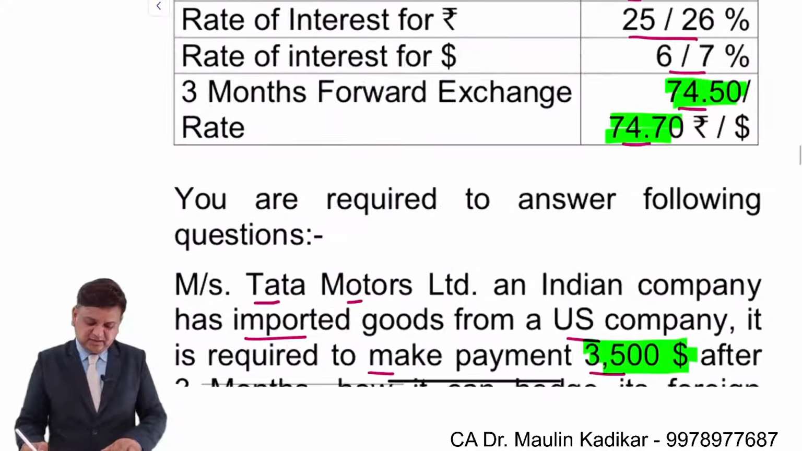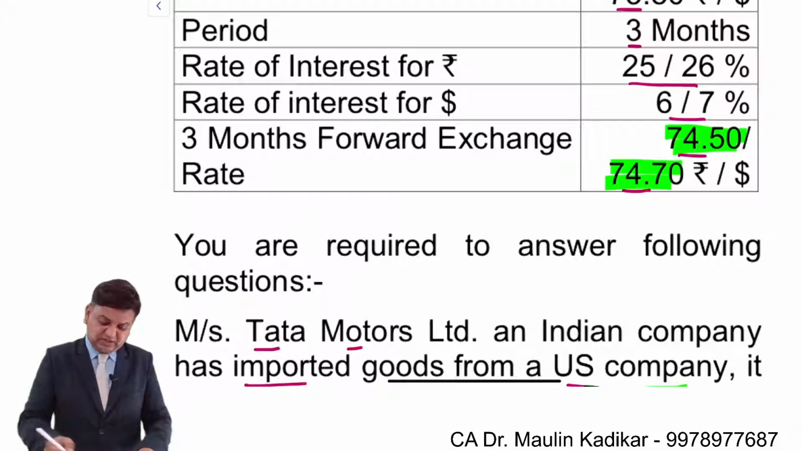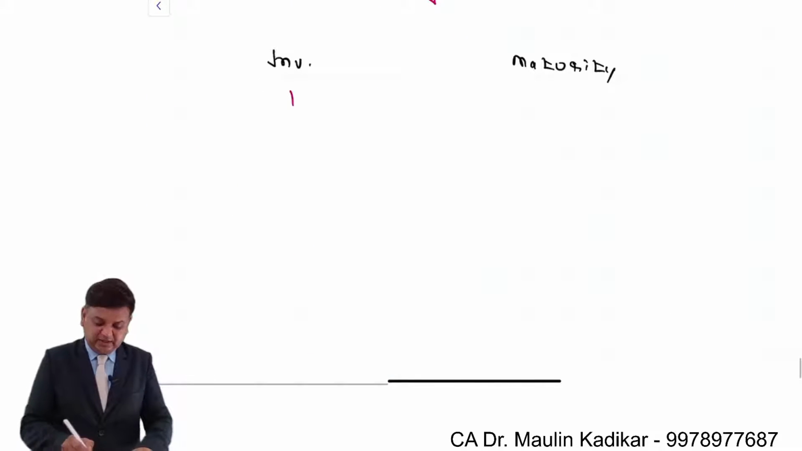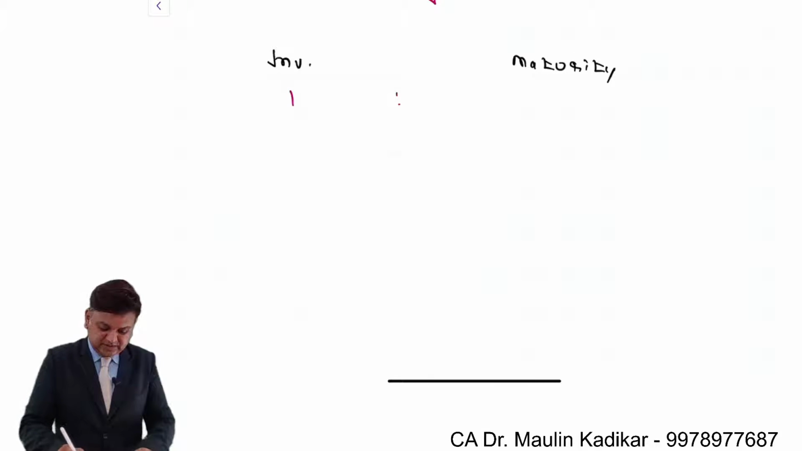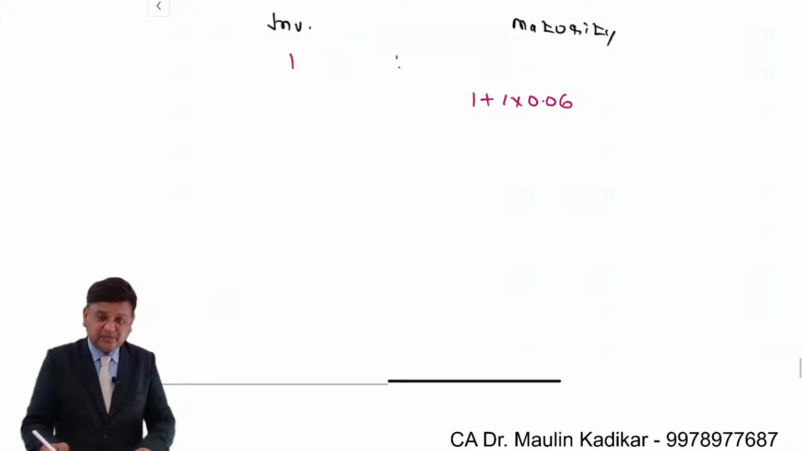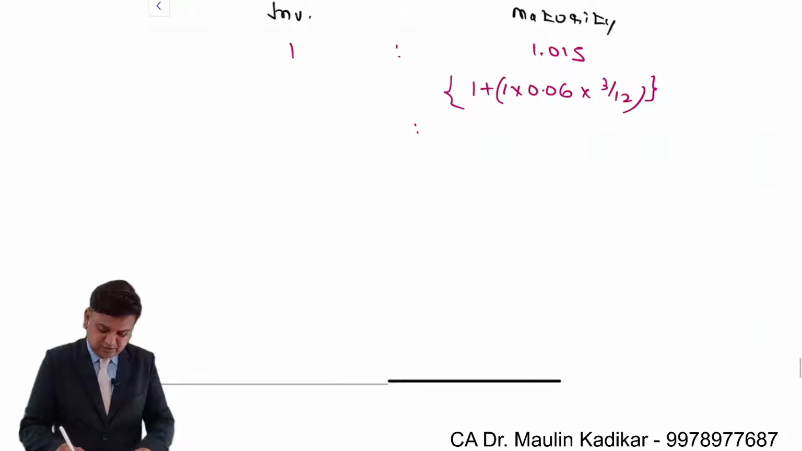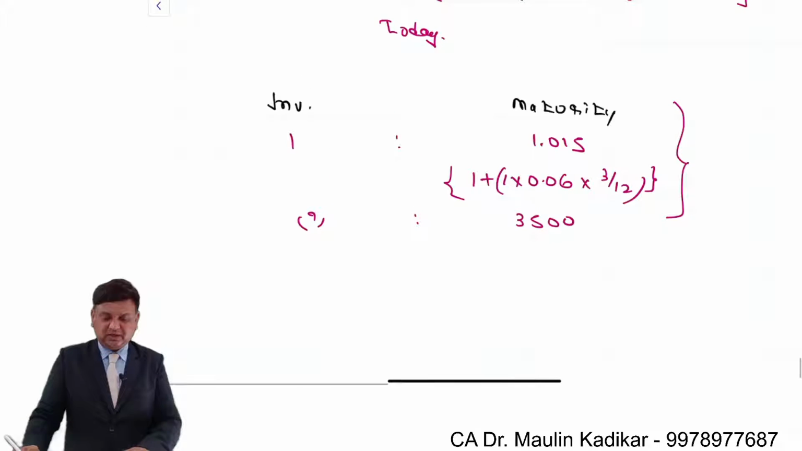Dear students, we can see that if we invest in dollar currency, then we'll get interest at the rate of 6%. So if we invest $1 today, the maturity will be 1 plus 1 into 0.06 into 3 divided by 12, which is 1.015. What is the maturity amount of the deposit? $3,500. For that, this is the amount of dollar that we should invest today.